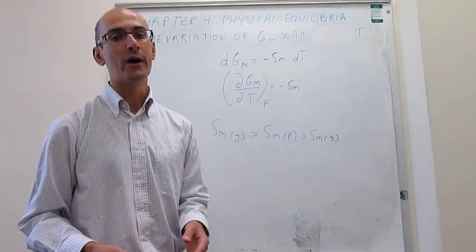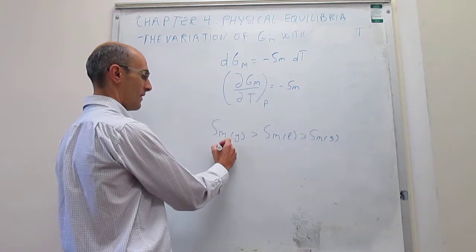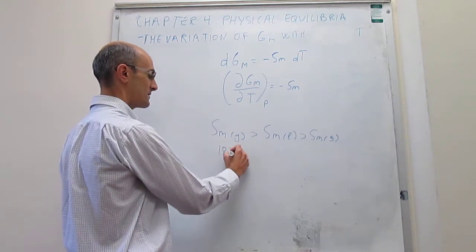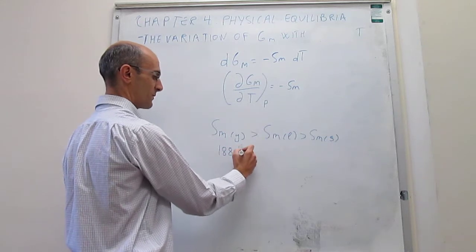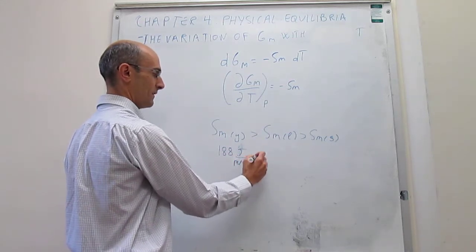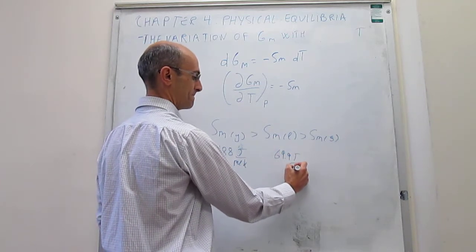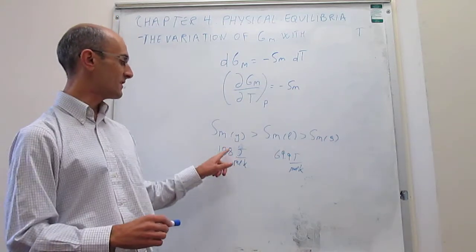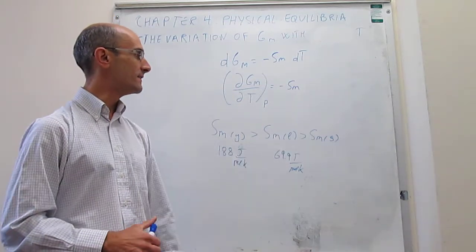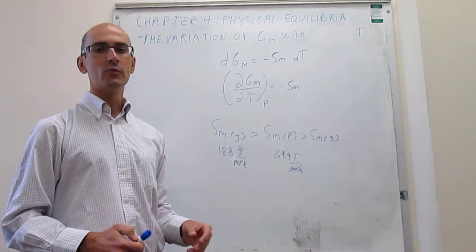For example, for water gas at 25 Celsius and 1 bar, the molar entropy of the gas is equal to 188, more or less, joules per mole Kelvin. But for the liquid phase, this is going to be 69.9 joules per mole Kelvin. So again, you can see here that a gas is clearly more disordered than the liquid, and then than the solid.